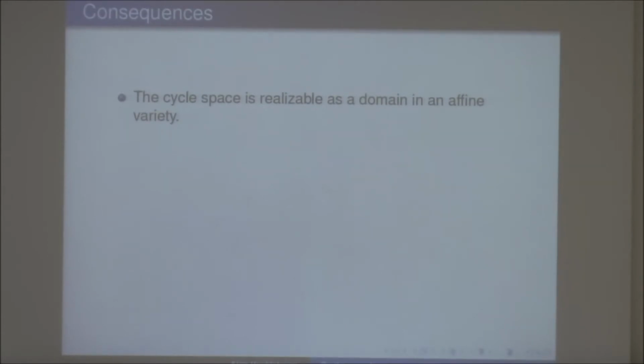So let me mention here, I'm too fast, some consequences. The first consequence is the cycle space is realizable as a domain in an affine variety, because it's the complement of an ample hyperplane. That's already very good. And many of us believe, and I can prove it in virtually every example, well, in all examples but just a few, that it is a Stein domain. Now, let me comment on that since I do have a few minutes.